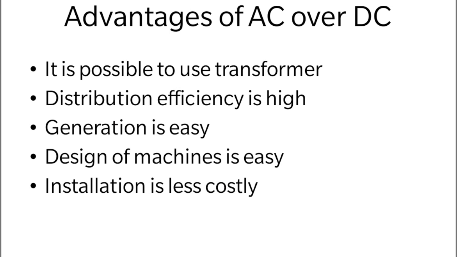If we see the advantages of AC over DC, we come to know that AC has more advantages compared to DC. We have seen in the differentiation that it is possible to use a transformer in AC. The distribution efficiency is high in AC. Generation is easy in AC, and also the design of machines is easy. Therefore, the installation cost is less and we can easily install AC machines.